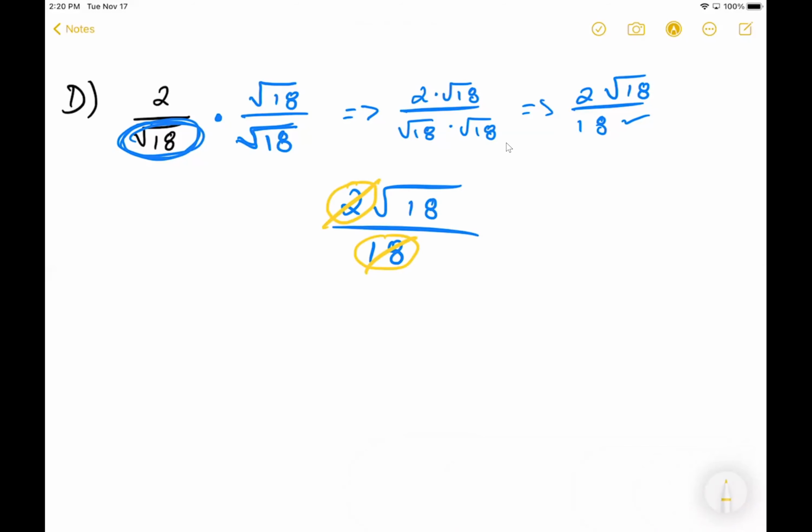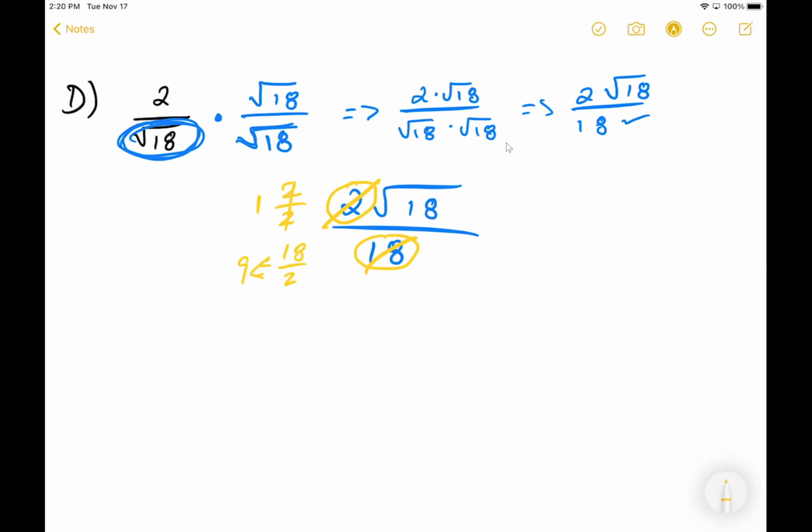Because 2 is a whole number, it's on the outside. I can take the 2, go into 2, will give me 1 time, right? 2 divided by 2, that will give me 1 whole number. And I can say 18 divided by 2, that will give me 9.